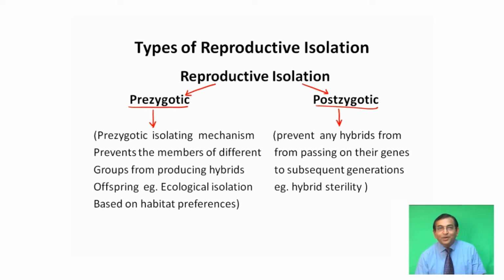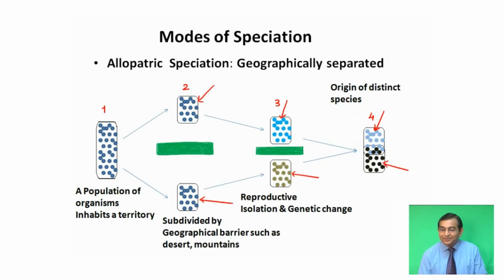Another type of reproductive isolation is postzygotic, where hybrids which are formed are prevented from passing on to the next generation, or to the descendants, due to hybrid sterility. So this is called postzygotic reproductive isolation. Modes of speciation, that is, how speciation occurs. One of the speciation types is called allopatric speciation.